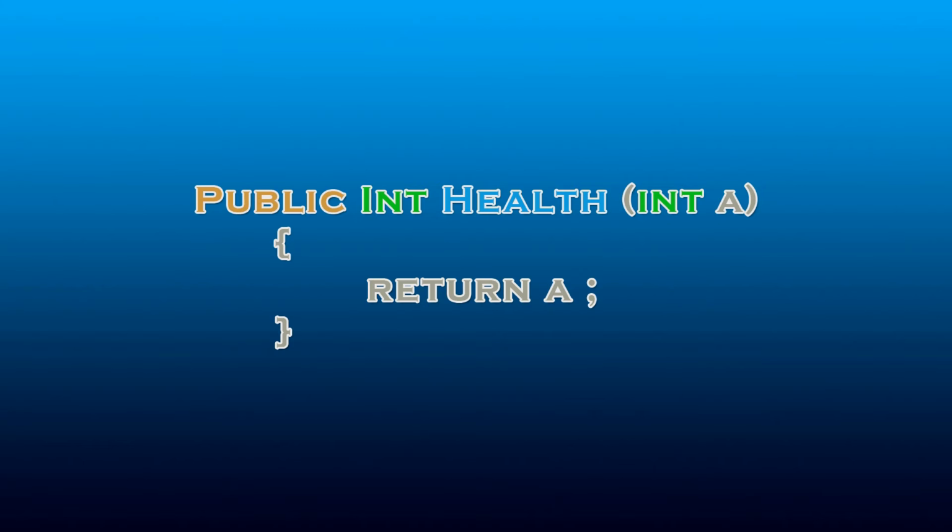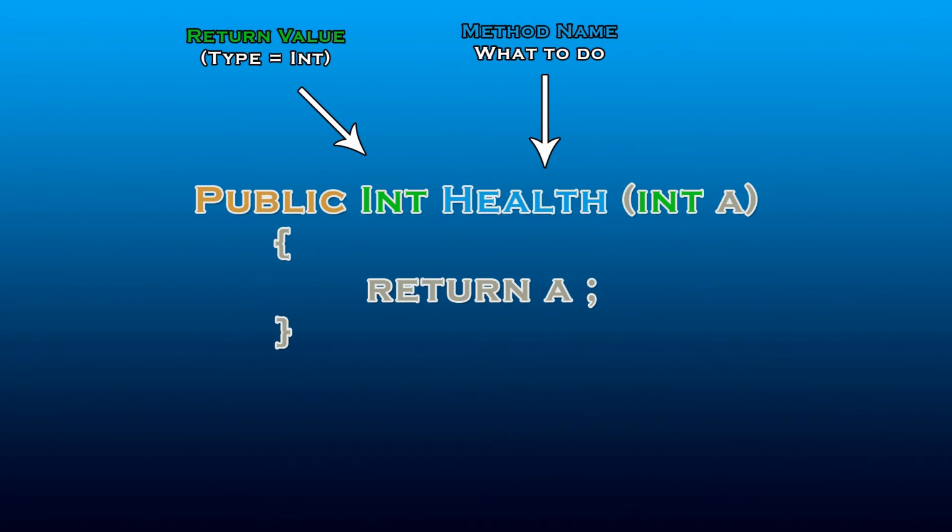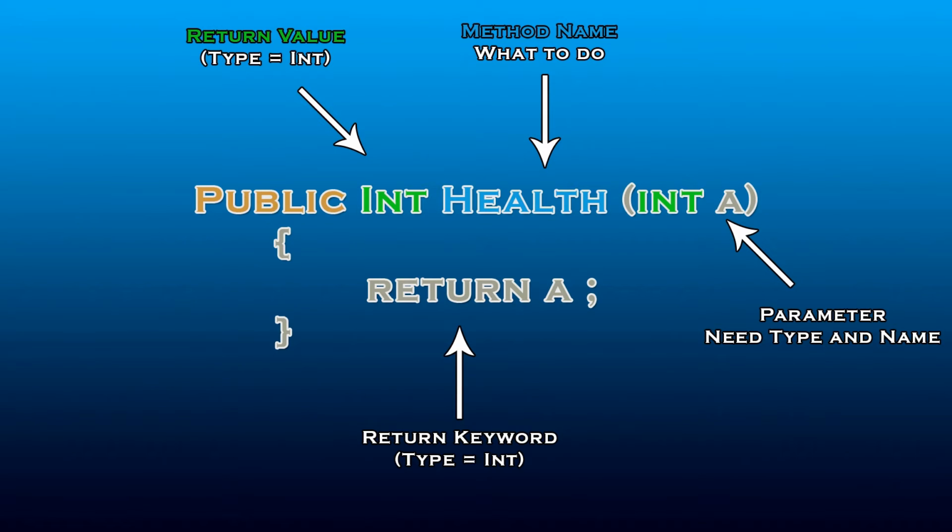So let's see another example. It's public int health, int a, return a. So it's public, so you can have access from another script. Int in this case is our return value, type int. Health is the method name, and as parameters you need to give the type and the name for it, and the return keyword with type int.